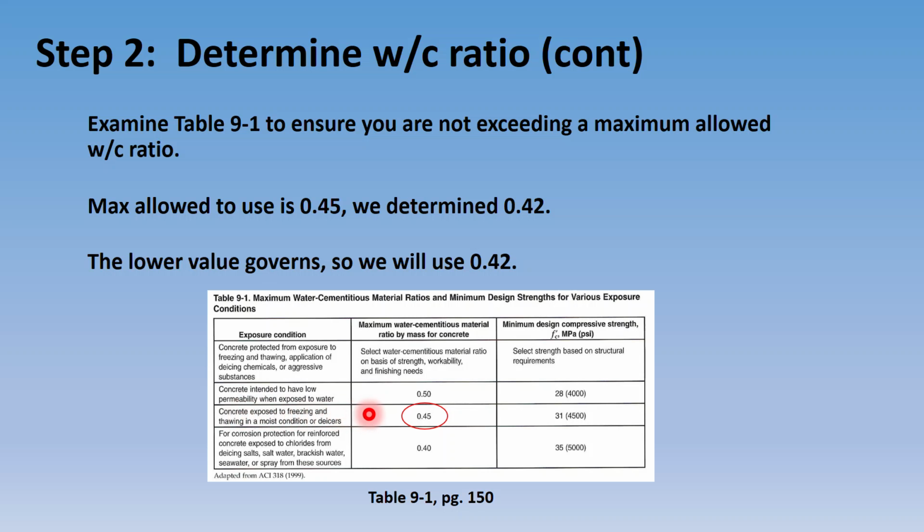So we come over in that row to our water-cement ratio column, and you can see we're allowed a maximum of 0.45. Well, that's good because we're not exceeding that. We're only at 0.42. 0.42 is a more conservative value. It's lower, so that's what governs, and that's what we're going to use. You would use the lower of what you determined on the prior table against what you determined on this table.